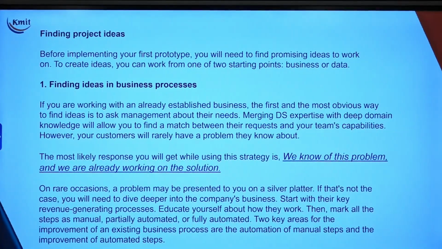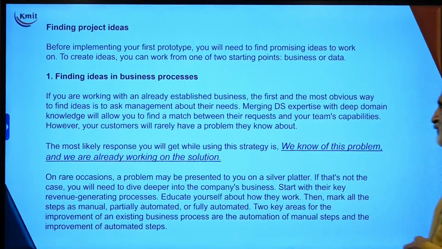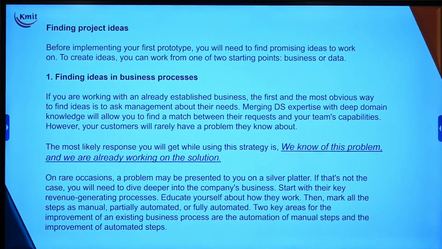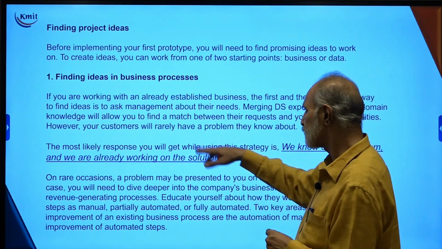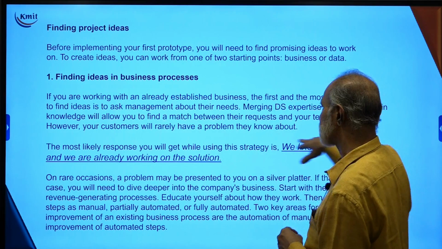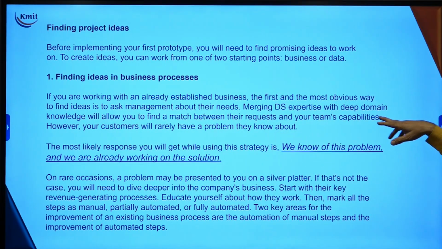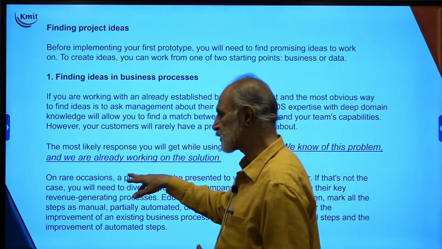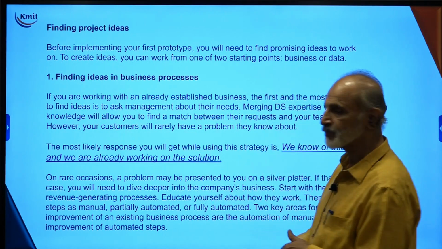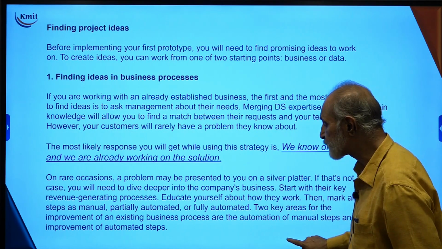So finding ideas in the business. Number one, if you are working with an already established business company, the first and most obvious way to find ideas is to ask the management about their needs, and merging data science expertise with deep domain knowledge will allow you to find a match between the request and the capability you have. So you can see that this problem already has a working solution. So finding an idea in the business process, the business processes are already established, and you have to find a matching idea for the system.